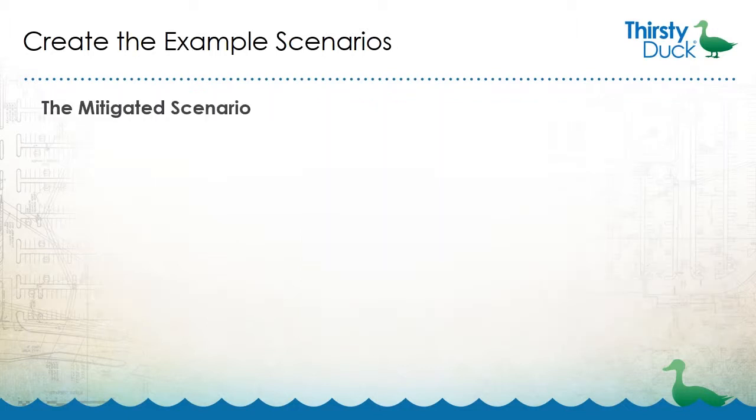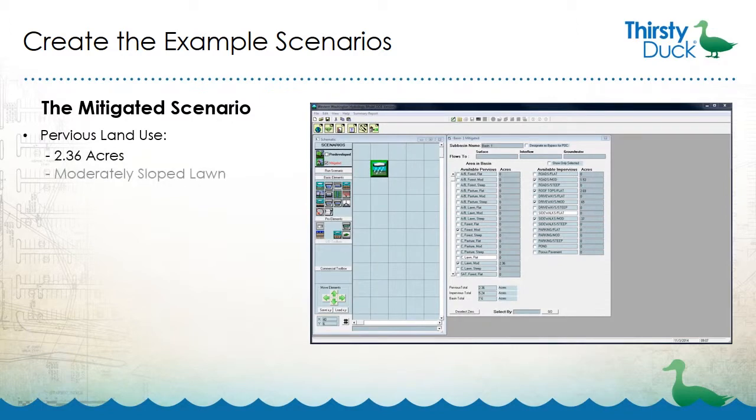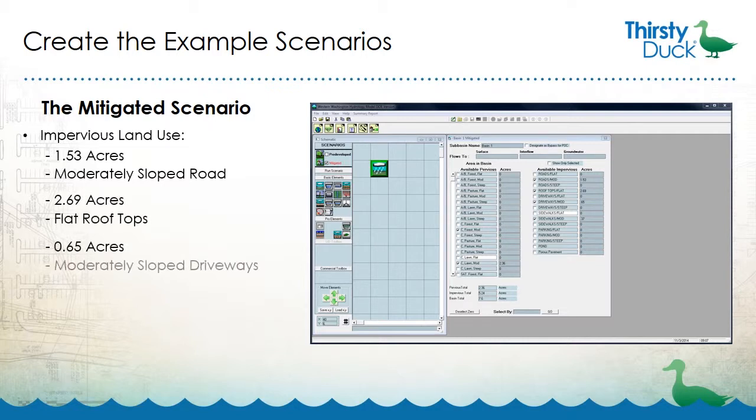The post-development or mitigated scenario for this tutorial has the following hydrologic characteristics. A pervious area of 2.36 acres of moderately sloped lawn in C-type soils. Impervious areas consisting of 1.53 acres of moderately sloped road, 2.69 acres of flat rooftops, 0.65 acres of moderately sloped driveways, and 0.37 acres of moderately sloped sidewalks.